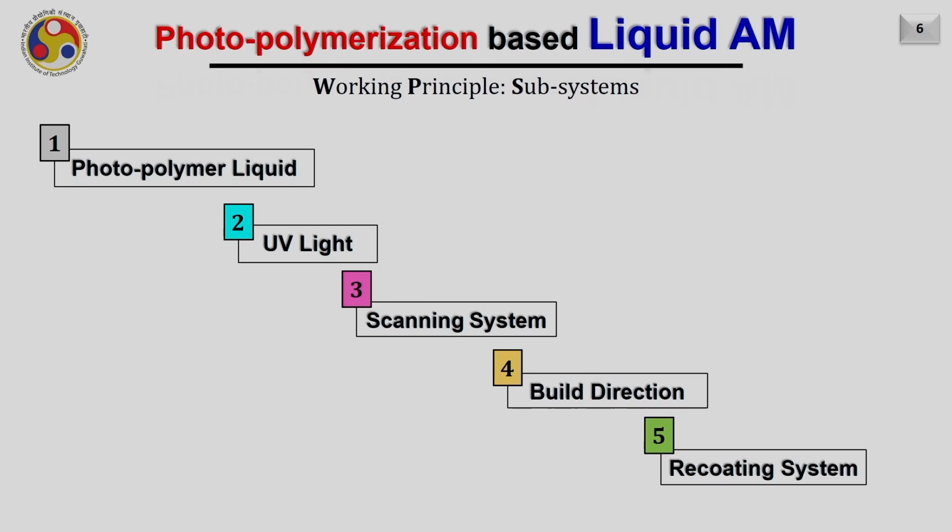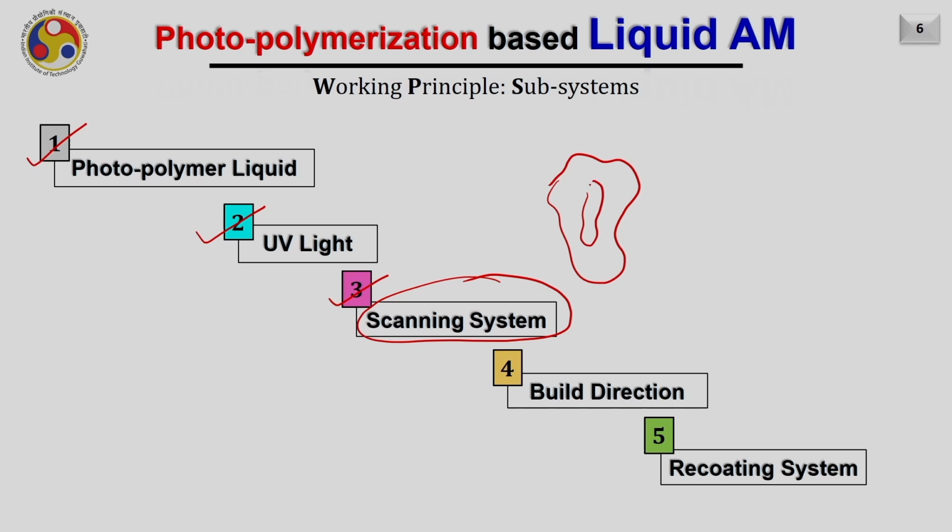So, of course, you will first need the photopolymer liquid. Then of course, you will need a UV light. Then there should be some scanning system. This scanning system is particularly required to cure the region where the material is and keep the region in the liquid form where there is no material in the part.